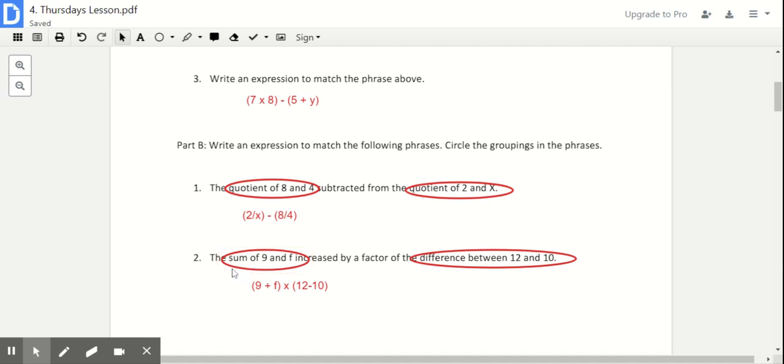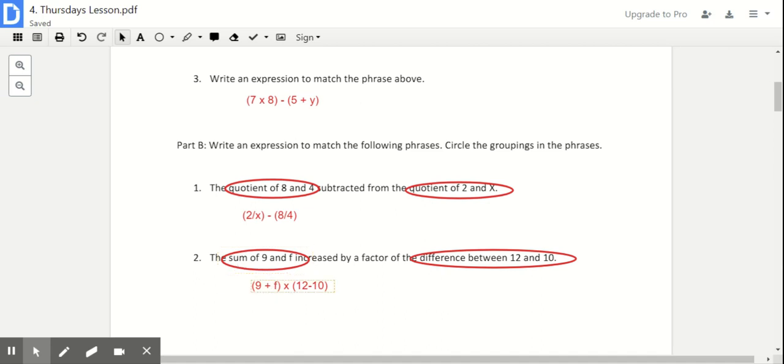Number two, it says the sum of 9 and f increased by a factor of the difference between 12 and 10. Why did I set it up this way? And does order matter when I'm using multiplication? No, order does not matter when I'm using multiplication. So you just have to make sure that the words we put in parentheses match the words in the phrases. So sum, we already know that means addition.